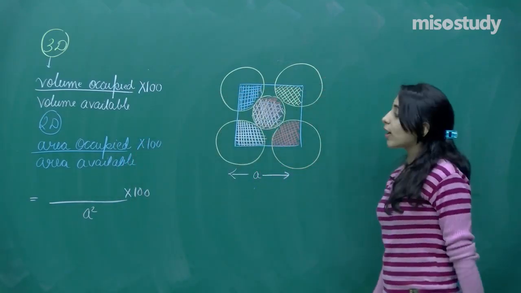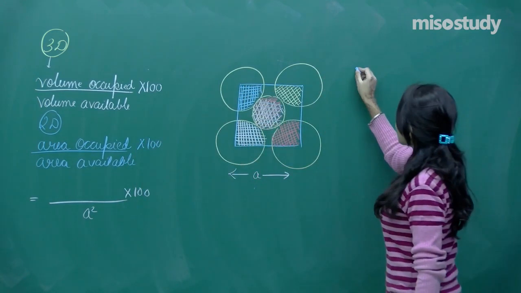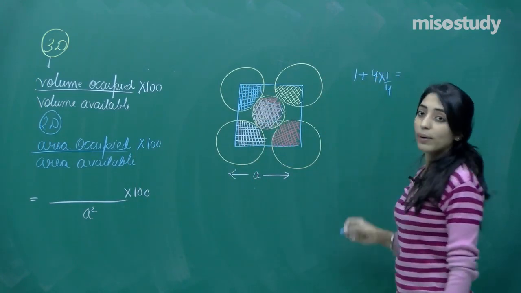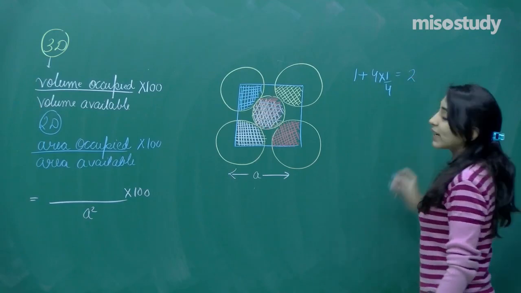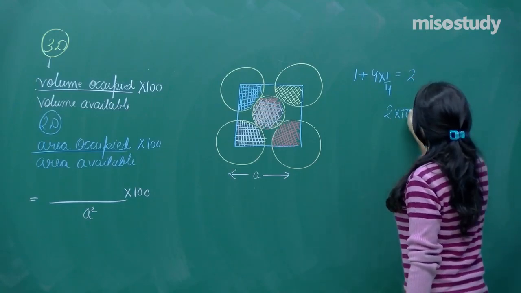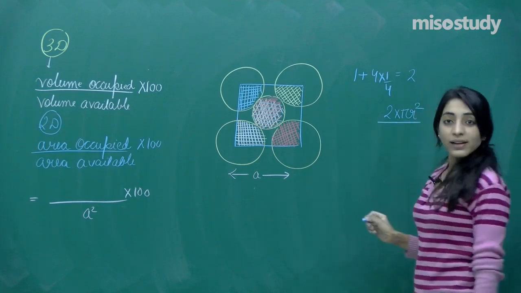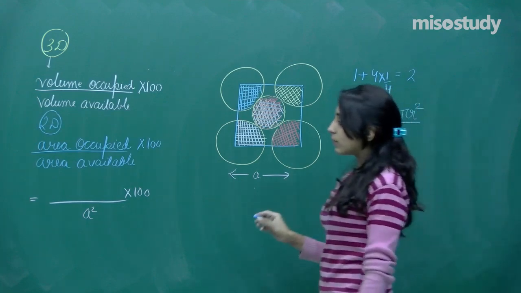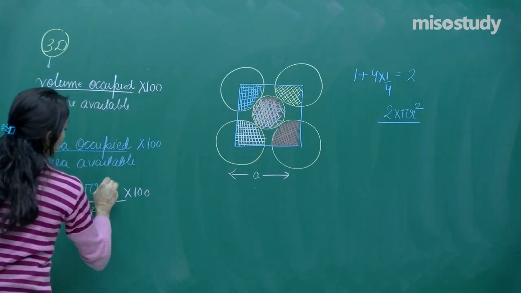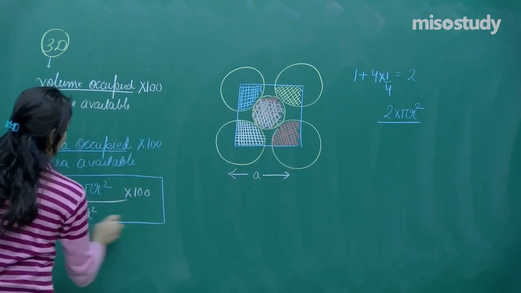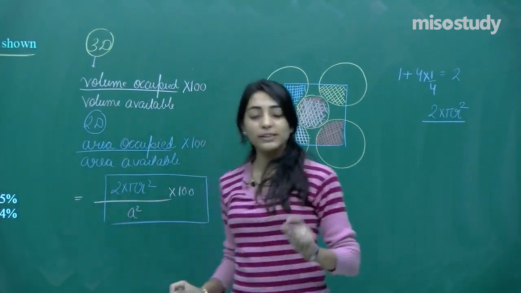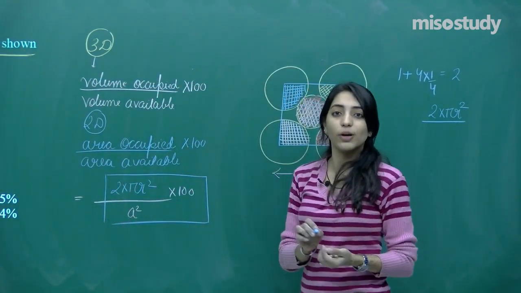So making it a total of, what is the area? 1 plus 4 into 1 by 4. That means 1 plus 1, 2. The area of one circle is pi r square, so it will be 2 into pi r square. So the area occupied will be 2 into pi r square, divided by a square, into 100. But still the answer is not complete, so you need to wait for another 3 minutes for your pizza.